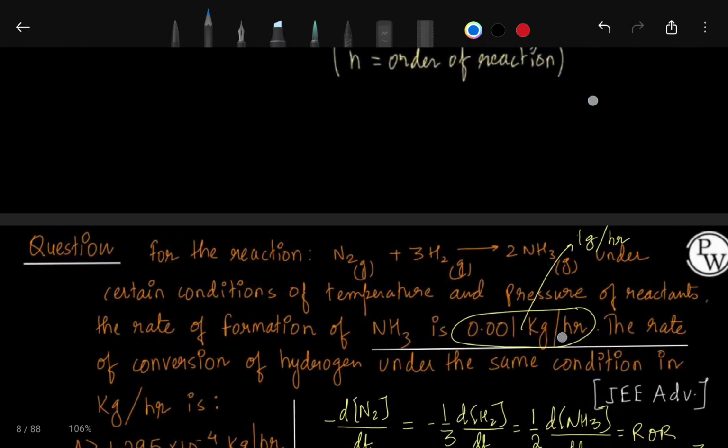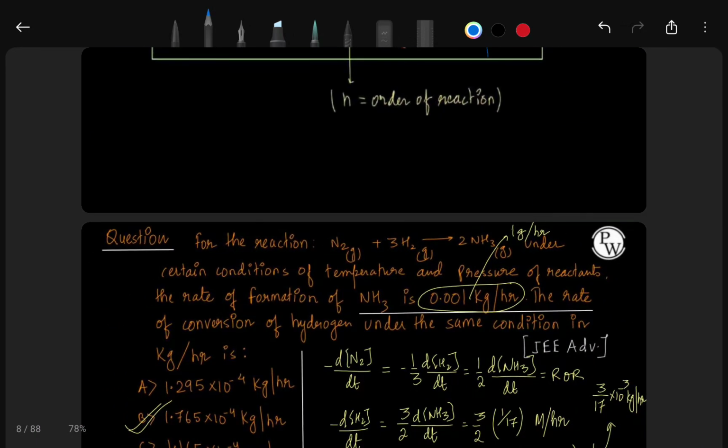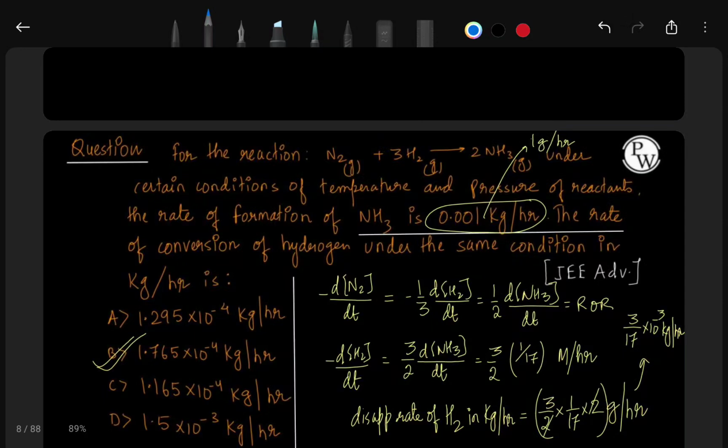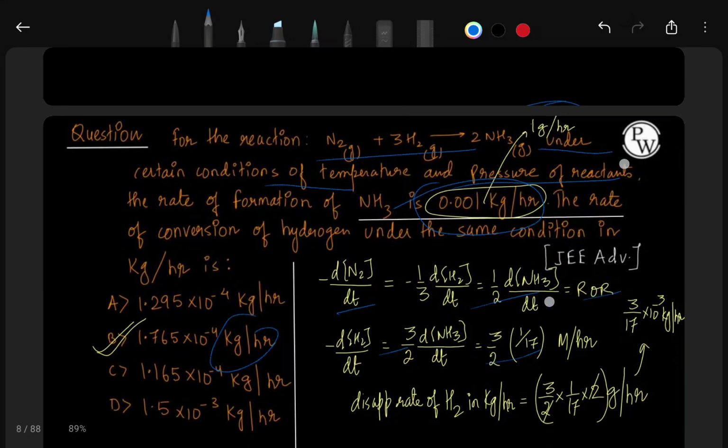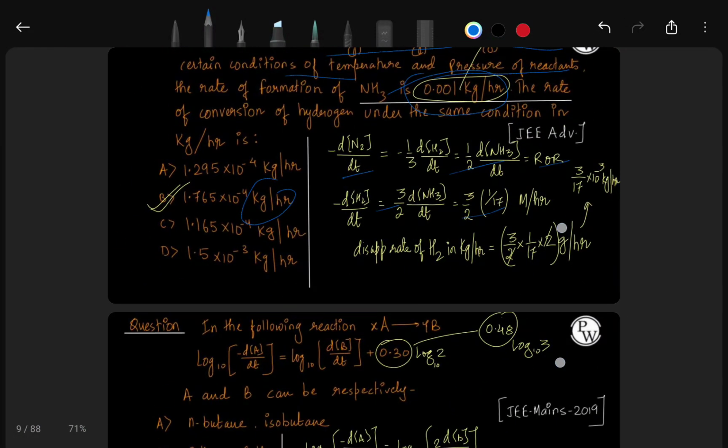There is also one question given. I give you homework to solve it, and it is a very simple question. In this question the equation is given under certain conditions, and temperature and pressure are also given. The rate is given in kg per hour. First we change it into gram per hour, like disappearance rate, appearance rate. So we can find kg per hour, gram per hour, anything. So it's a very easy question.